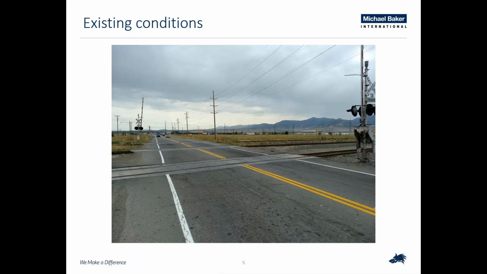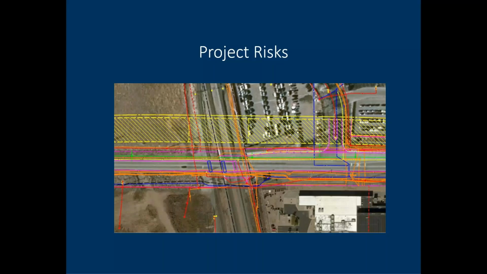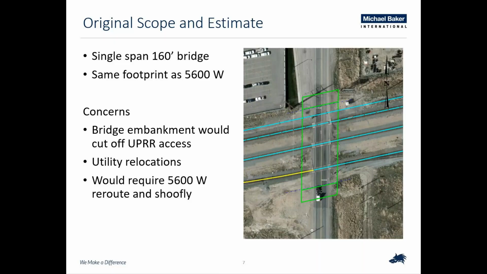And I'll go through some of the project risks. First, the original scope and estimate. The solution for this grade separated crossing was a 160-foot bridge that would span the 3 existing UPRR tracks. And that was located in the general footprint of the current at-grade crossing. So this brought up a number of concerns, such as how would traffic be diverted during bridge construction.